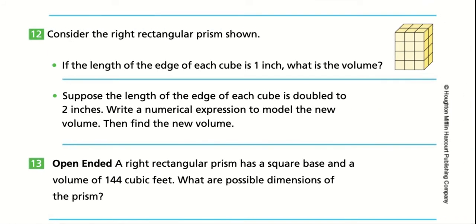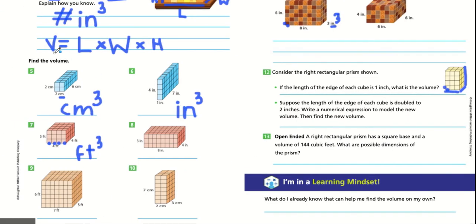Okay. Here we are, number 12. It says, consider the right rectangular prism shown. The length of the edge of the cube is 1 inch. Okay, so again, this cube right here is 1 inch. And on this side over here, it's 1 inch. It wants to know what is the volume of this entire figure. Okay, so you're going to have to count the length, the width, and the height and multiply. And like we said, to get volume, you're going to have to do length times width times height.